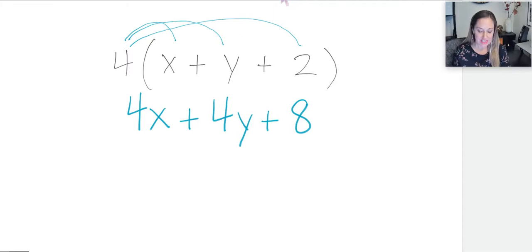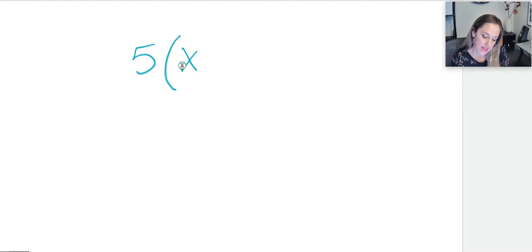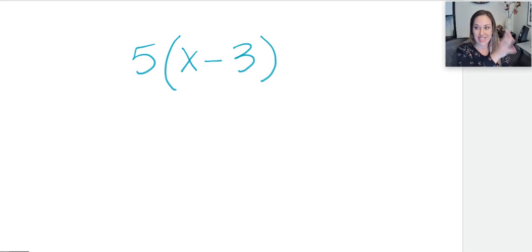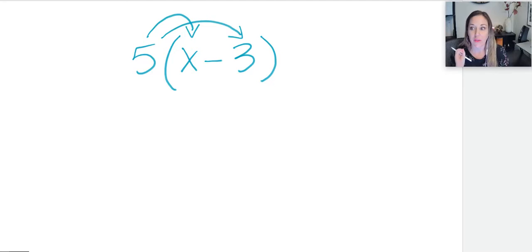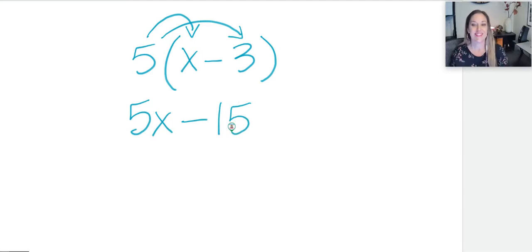Okay, so let's see what it looks like when we have some negatives. So let's say we have 5 times x minus 3. So the distributive property says take that number that's outside the parentheses and multiply it to both terms. And don't forget about the sign of those terms. So 5 times x is 5x, and 5 times negative 3 is negative 15. And that is the distributive property.